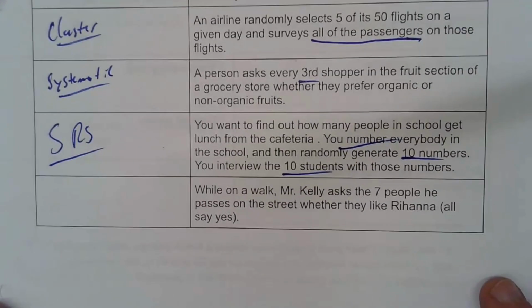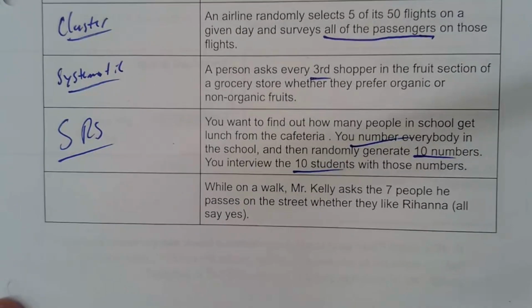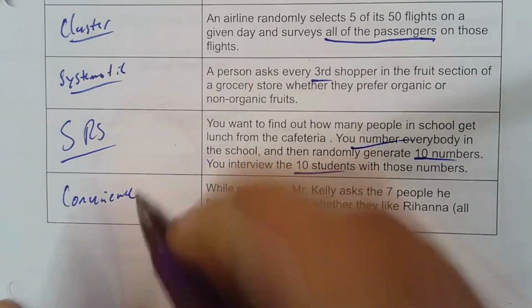That's simple random sample. On a walk, Mr. Kelly asked 7 people he passed in the street whether they like Rihanna. That's convenience, right? That's just what's easy. Okay, convenience.